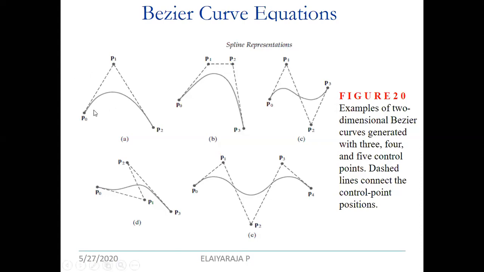For example, take point 0 and point 2 as the two different endpoints of this curve. How many control points do we have here? P0, P1 and P2, so we have three control points. When you are going to calculate using the Bezier curve algorithm, you should know the degree of the polynomial.